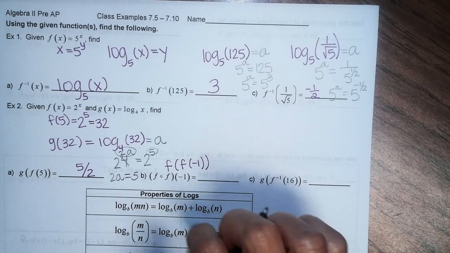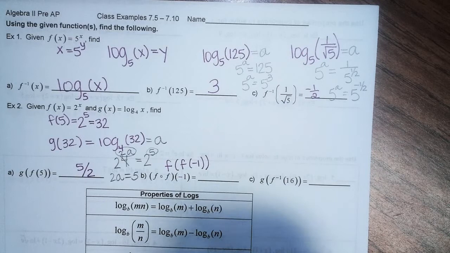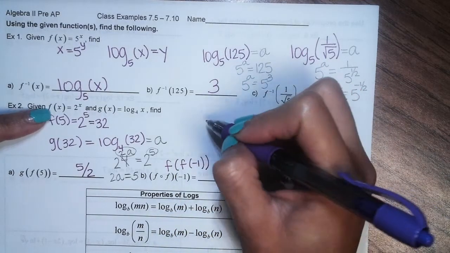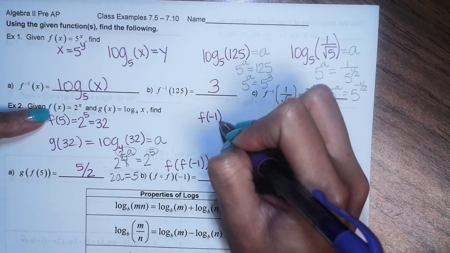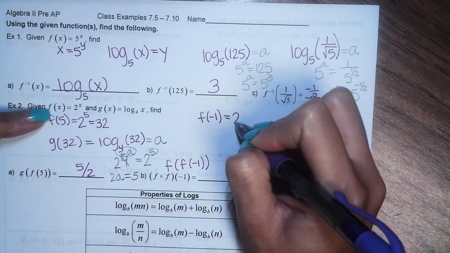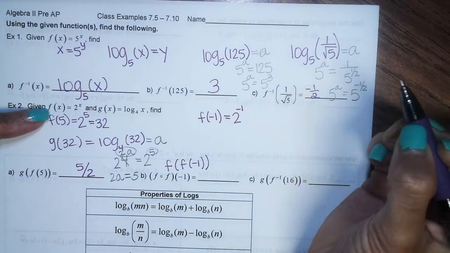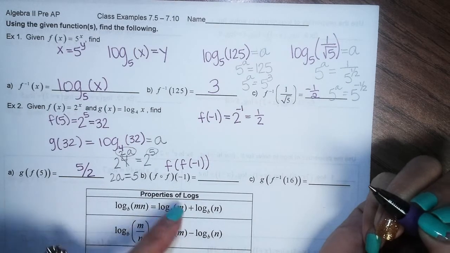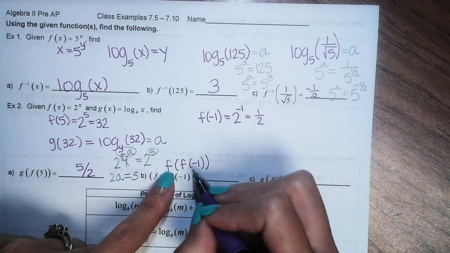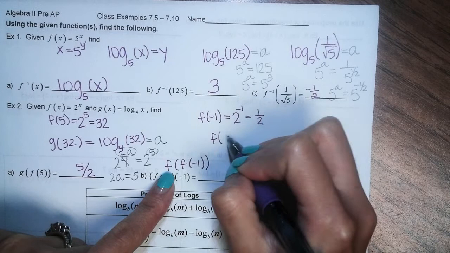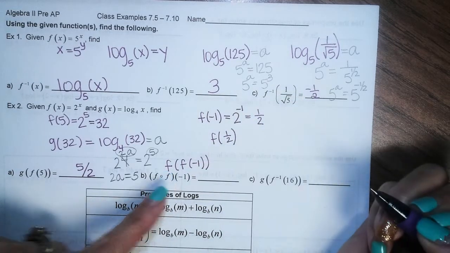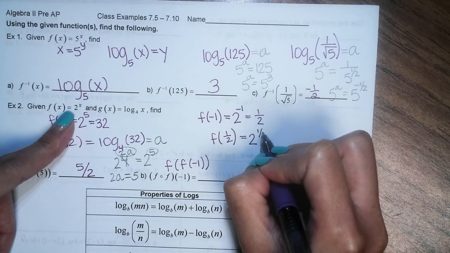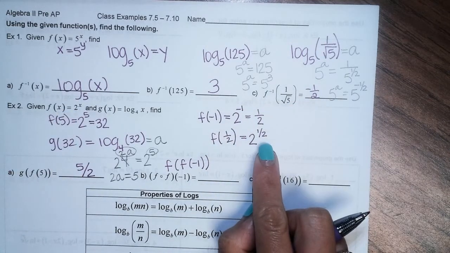Now let's just do the same thing with letter A. We're going to find f of negative 1 first. So f of negative 1 equals 2 to the negative 1, which is 1 half. Now I need to find f of that answer. So now I need to find f of 1 half. So again, that should just be 2 to the 1 half. And that's going to be your answer.